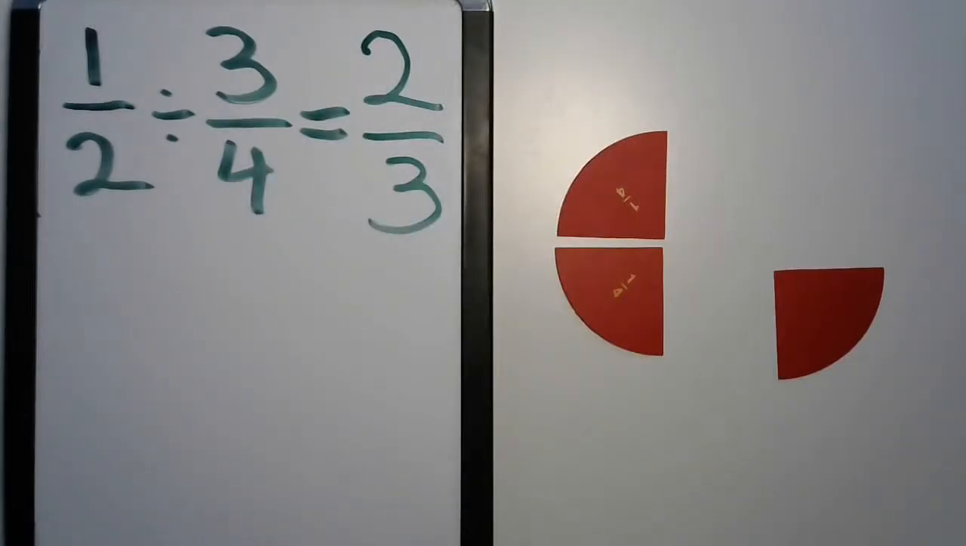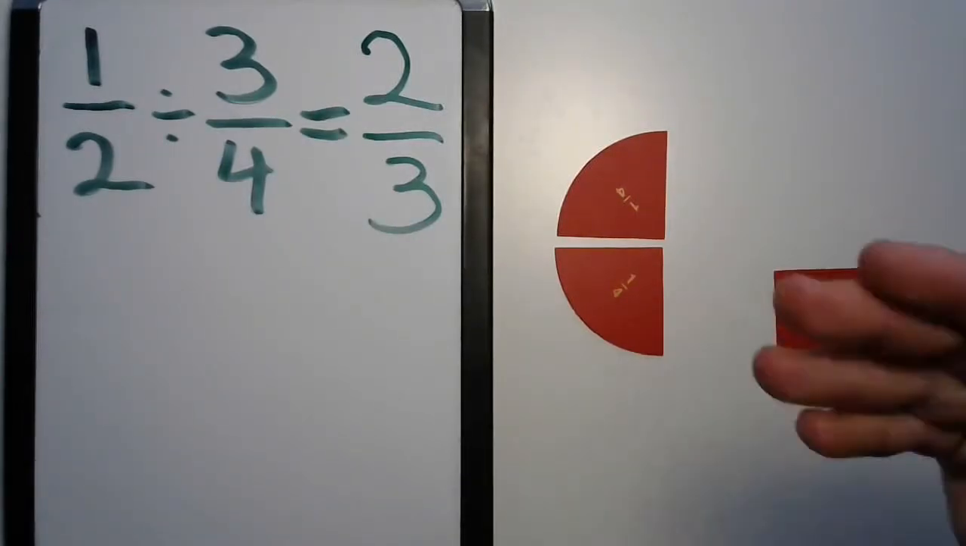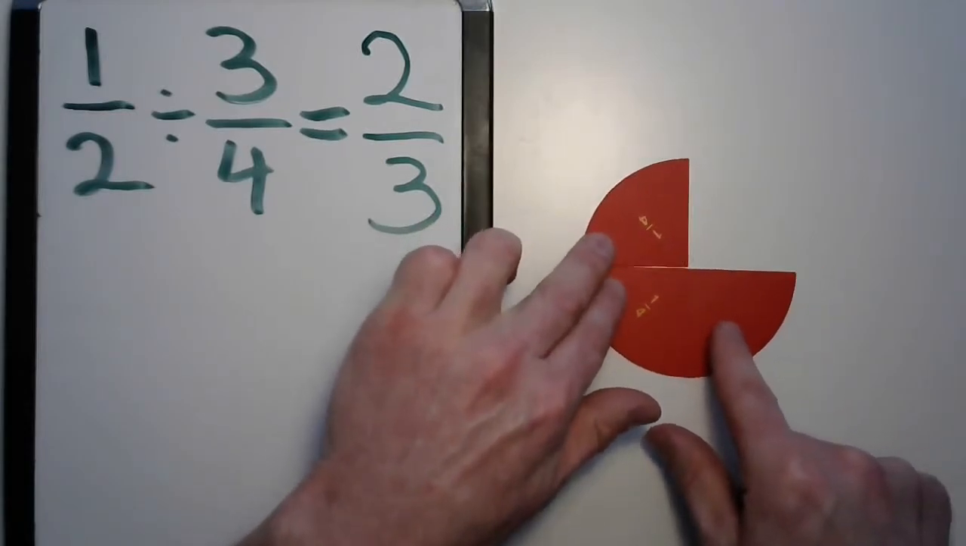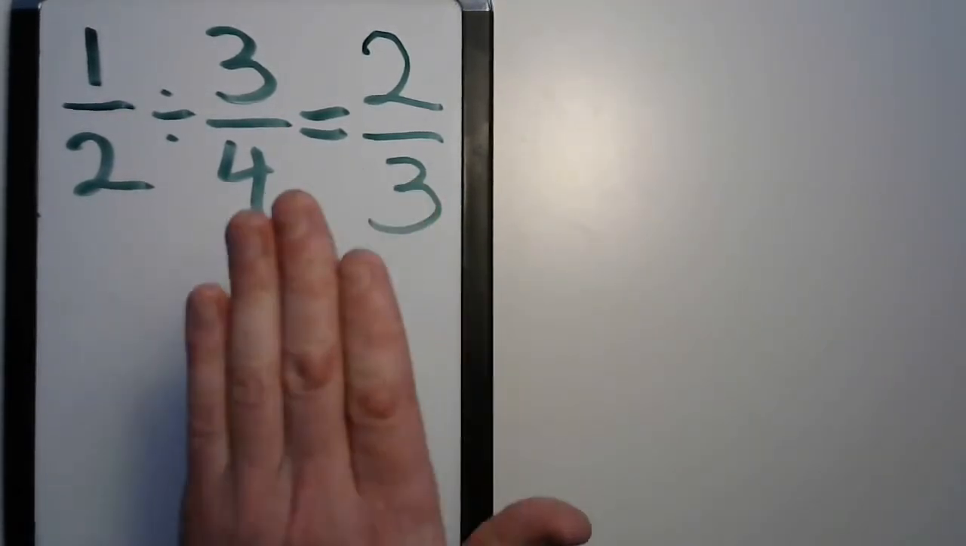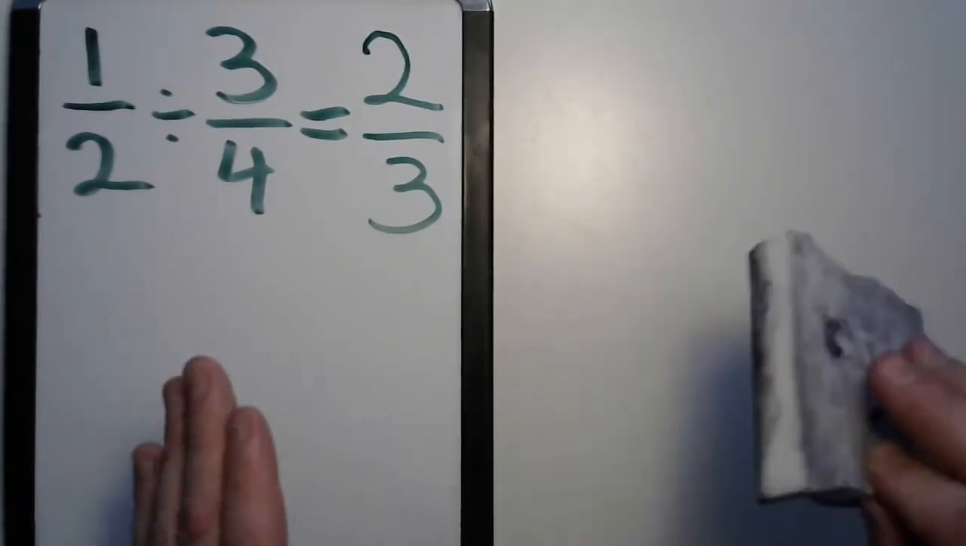What? We ended up with 2/3. If we were able to get a group of 3/4, our answer would be 1, but we just have 2/3 of that. Okay, let's try this one again, but we're going to try a different strategy.